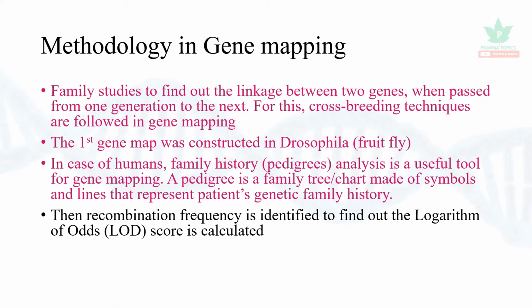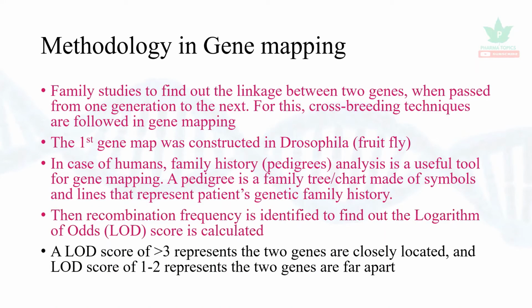They represent the recombination frequency with the logarithm of odds score. A LOD score of greater than 3 represents that the two genes are closely located, and a LOD score of 1 to 2 represents that the two genes are far apart.